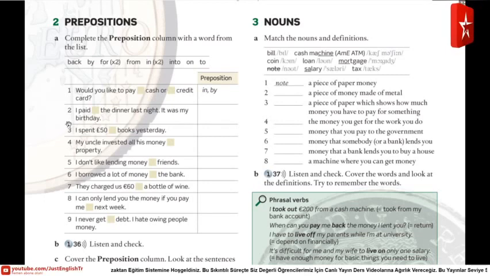So let's continue with number two. I paid, we should choose one of them here. I paid blah blah blah the dinner last night, it was my birthday. Wow. So it was my birthday. I paid. So which preposition should we use? Yes, I paid for.